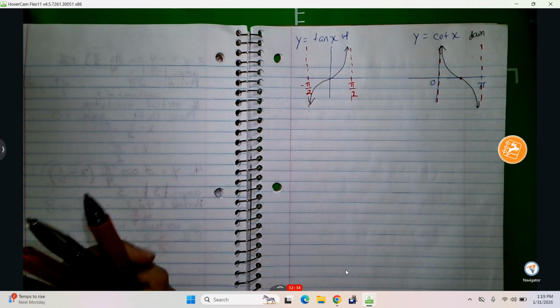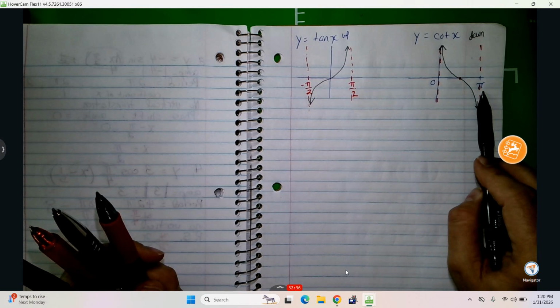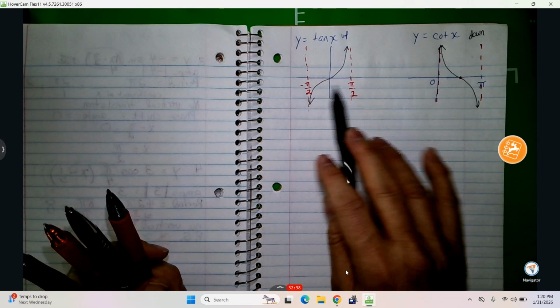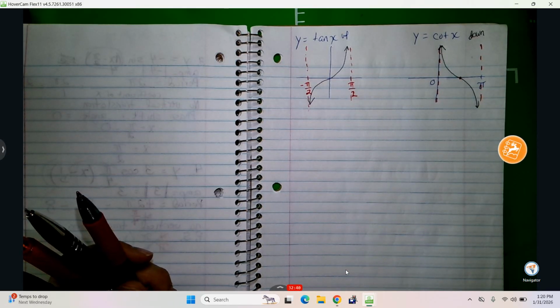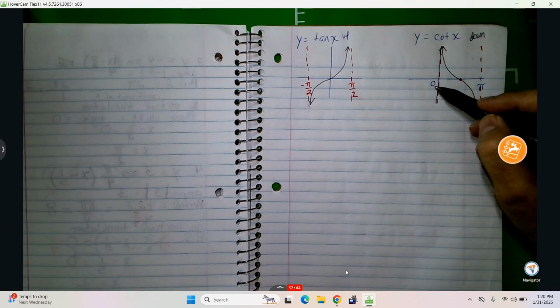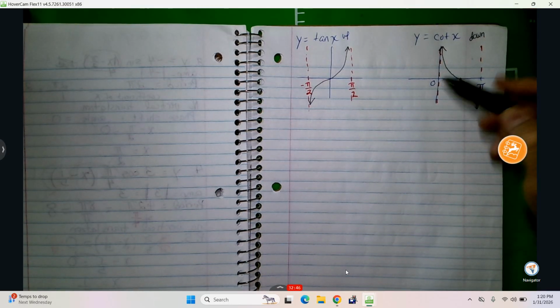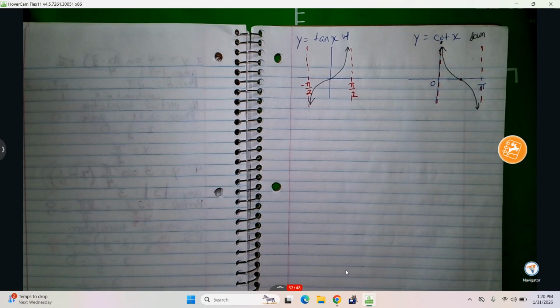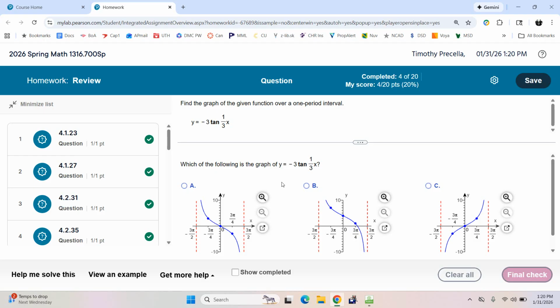How will you remember which one is 0 to pi, and which one is negative pi over 2 to pi over 2? Well, which one of these has what looks like a 0 in it? Cotangent. Yeah, that's what I tell students to remember this. But have I actually done the problem yet? No. Let me get on over here.